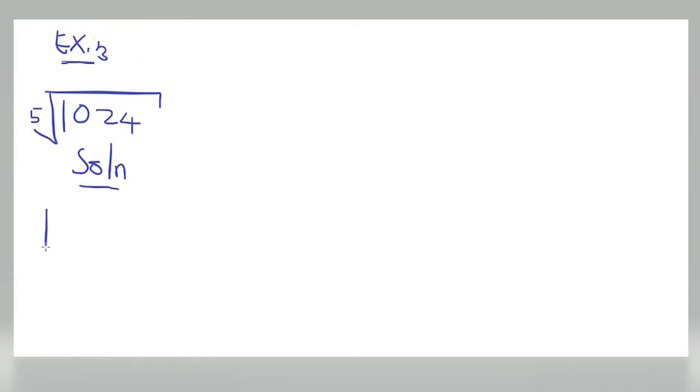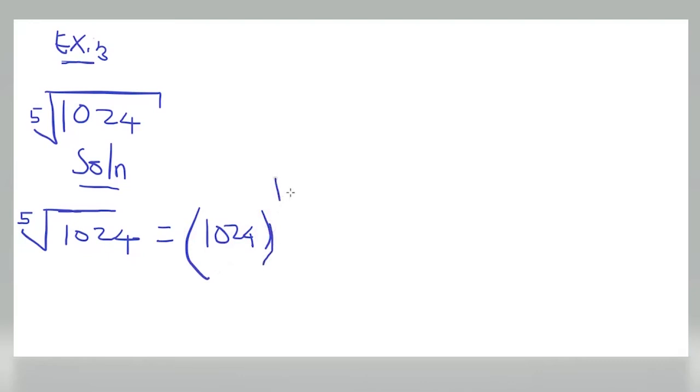Okay. Now the fifth root, it's called the fifth root of 1024. Okay. Now this one can be written as 1024 power 1 over 5. Now find the products of 1024.